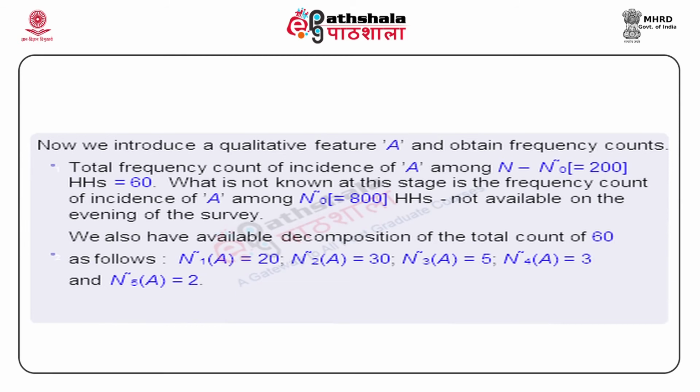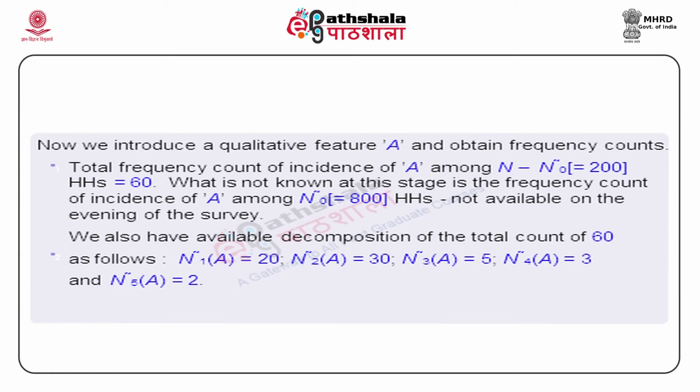I know these 200 people are available on 1 night, 2 nights, 3 nights, up to 6 nights. So, their information is known. Not only do I know the total 60, I know it category wise, stratum wise, giving a total of 60. That is what is written here. We have available a decomposition of the total count 60 as follows. What does it mean? There are 20 in the category 1 who say that yes, we possess the attribute A. There are 30 in category 2 who say yes, we possess the attribute A. Like that, this total is 60. For that count of 60, the stratum wise information is available.